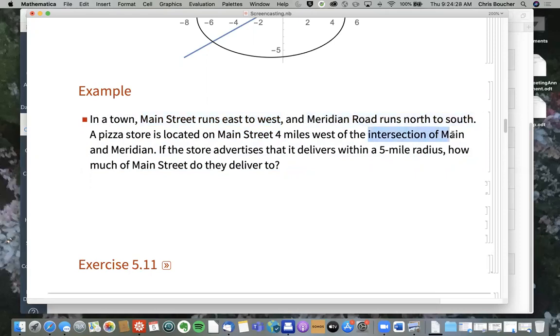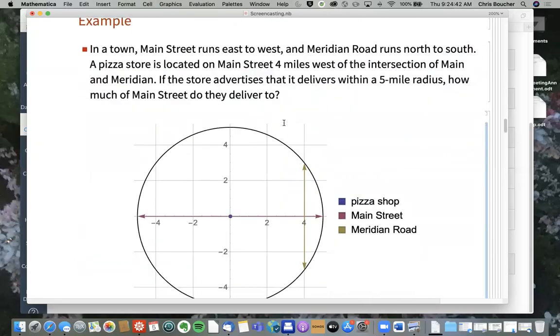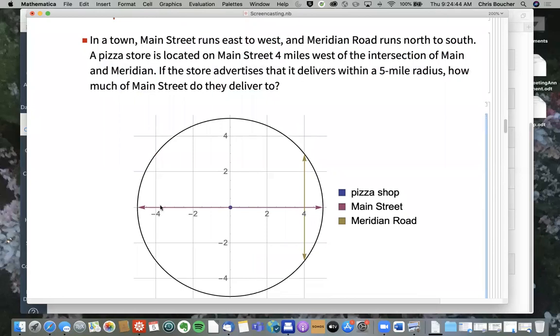mark the point where they meet, that's the intersection point, right? Go 4 miles to the left, because that's west when we look at a map, and plunk down your pizza store. And when you start doing that, you get a picture that looks something like this, right? So Main Street runs left to right. That's the purple line, purple with the arrows on it. Meridian Road runs north-south. So that's the olive-colored line going up and down over here.